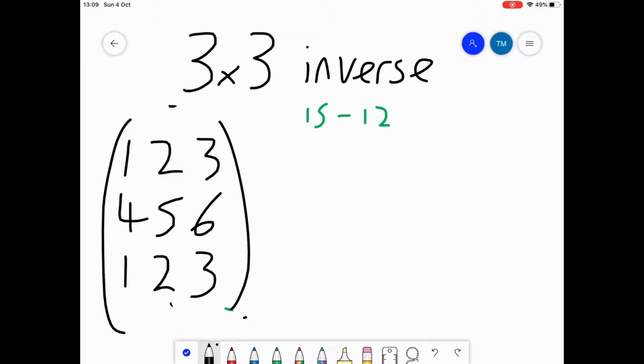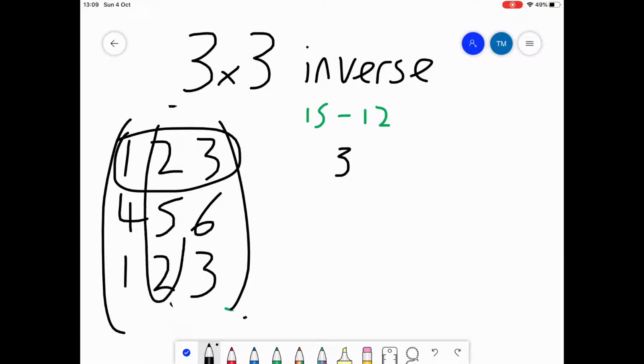So we've done the first number, which is 3. Now for the second number, we're going to cover up 2 and its column and row, which are 1, 2, 3, and 2, 5, 2. Covering this up leaves us with the 2x2 matrix 4, 6, 1, 3. Now we find the determinant of that, which is 4 times 3, which is 12, minus 6, which gives us 6.